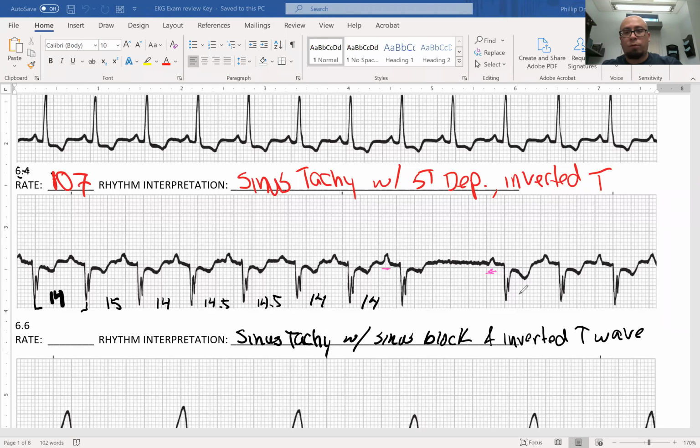And then we also have about 14 to 15 boxes here. 14 boxes, 15 boxes across to finish that off. We have all of our waves minus at our arrest point here. Okay, we ultimately have a sinus tachycardia with a sinus block and inverted T waves.